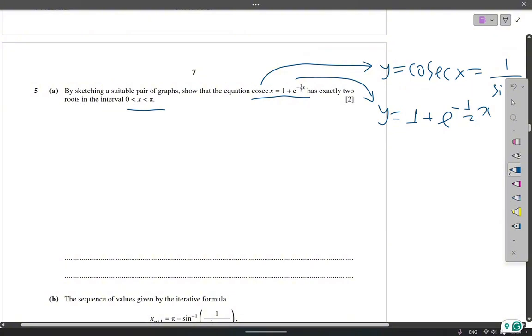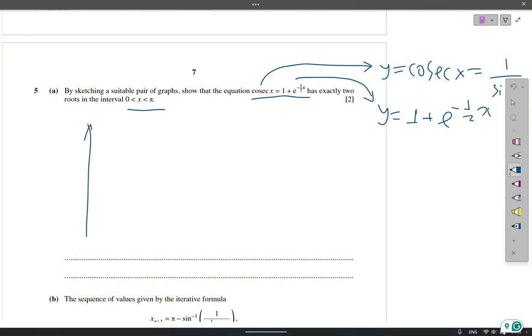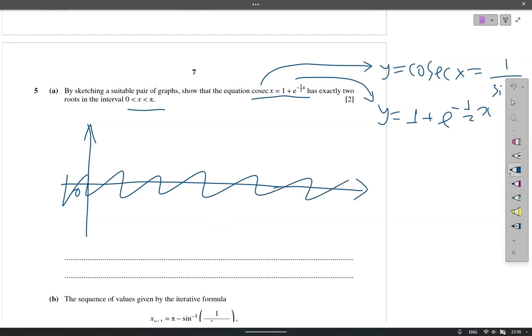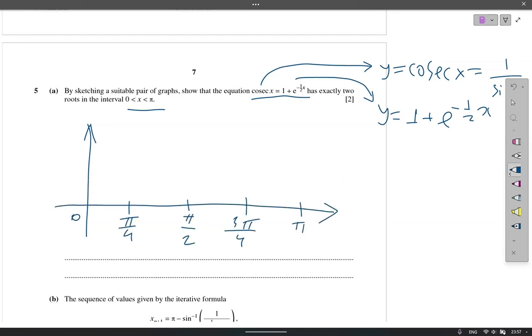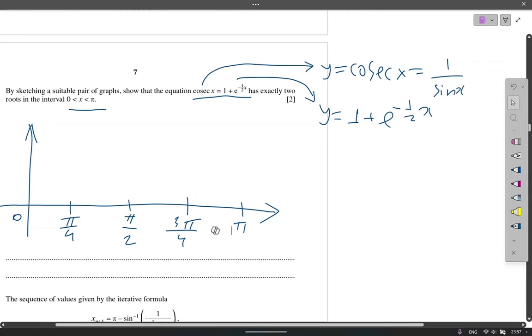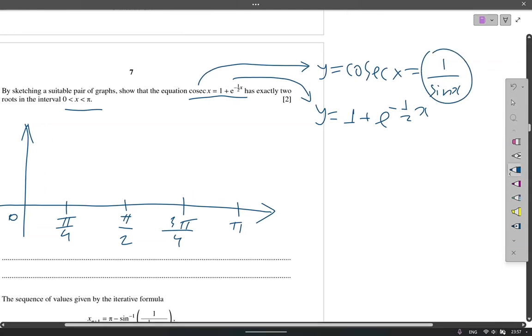Since we have to draw in this interval, we can just ignore the negatives. Or maybe we can just ignore the negative y values too. Okay. So you can just substitute those values in your calculator and get the values for this one and this one.